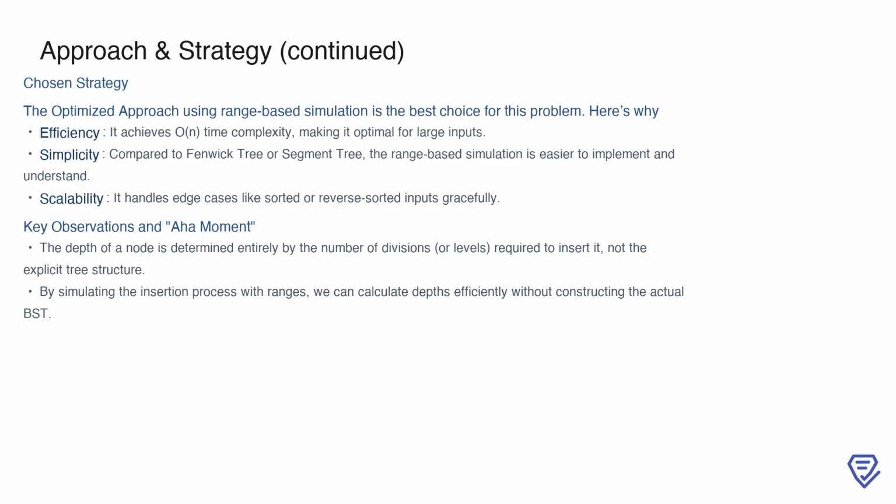easy to understand. A key insight here is recognizing that the depth of a node depends solely on the number of divisions required during its insertion, rather than the explicit structure of the tree. This realization, or aha moment, allows us to bypass the need for a physical tree altogether, focusing instead on the range dynamics to calculate depth efficiently.